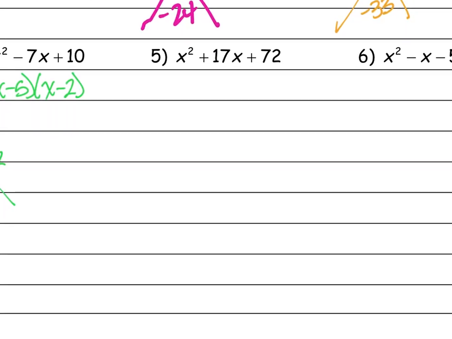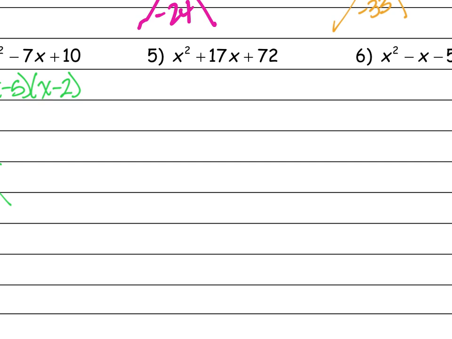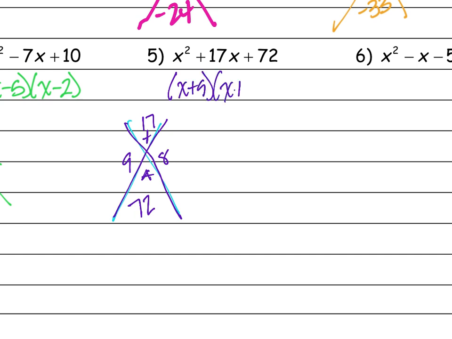Okay, number 5 is going to be, let's see. Let's just go to this color because it's still hard to see. Multiply to be 72 and add to be 17. Oh, this one's not too bad. 72 is, what, 9 and 8? So x plus 9 times x plus 8.